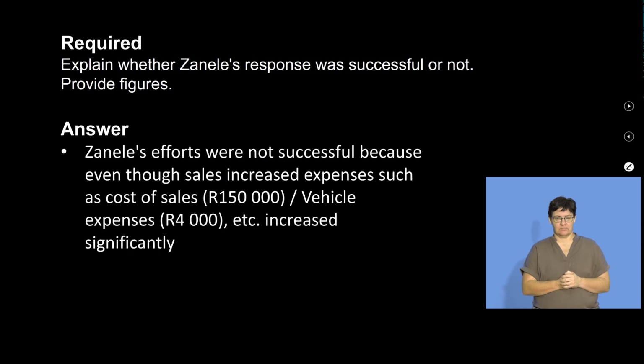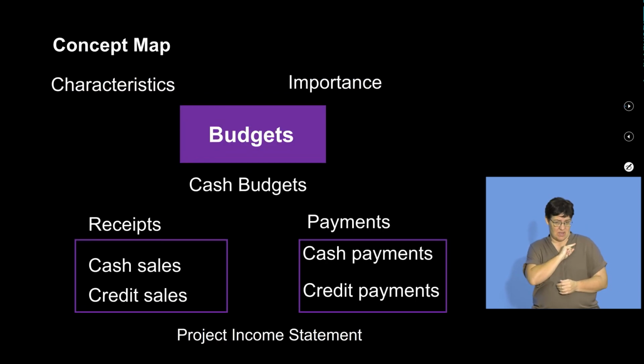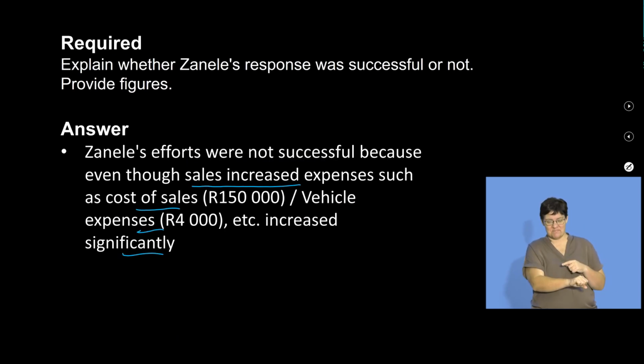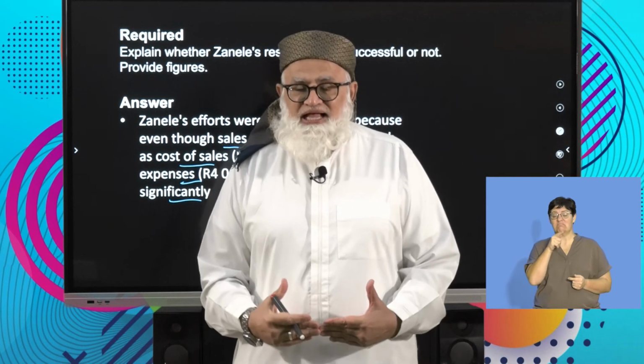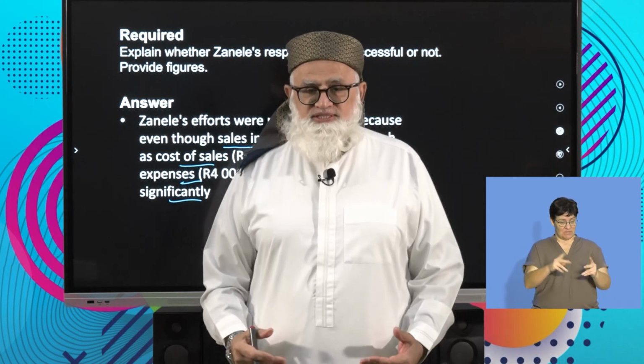Okay, now, here's our response. Zanella's efforts were not successful because even though the sales increased, expenses such as cost of sales and vehicle expenses increased significantly. And therefore, you can see that based on the actions that she has taken, it has actually resulted in a decrease of our profits.